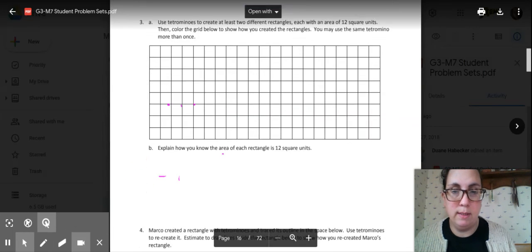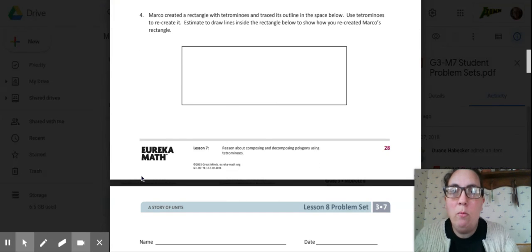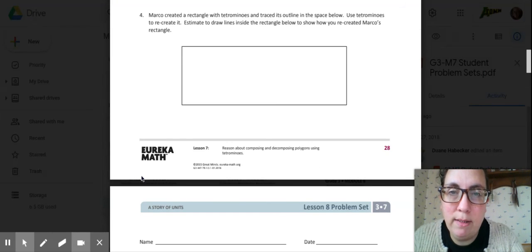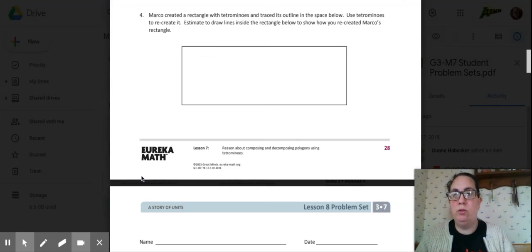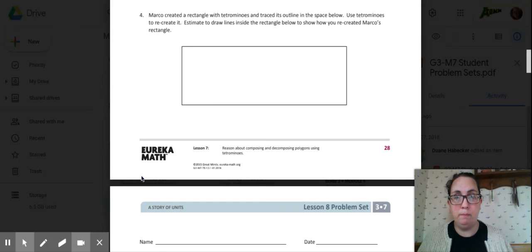Okay, number 4 is the last one. Marco recreates a rectangle with the Tetris pieces and traced its outline in the space below. Use the Tetris pieces to recreate it. Draw lines inside the rectangle to show how you recreated Marco's rectangle. There's a bunch of different ways you can do this. You can use some of these pieces more than once.